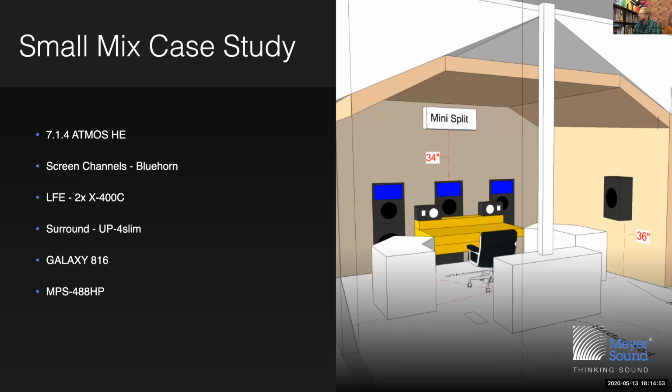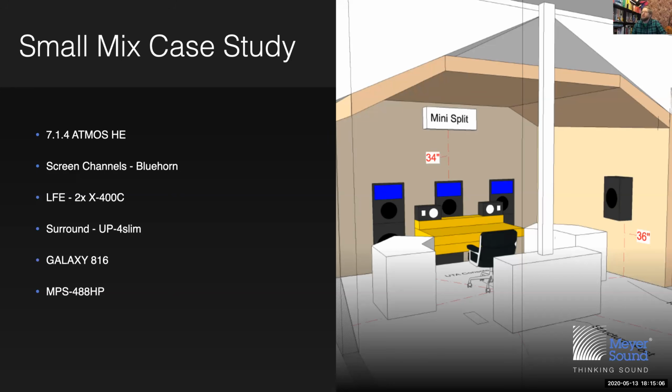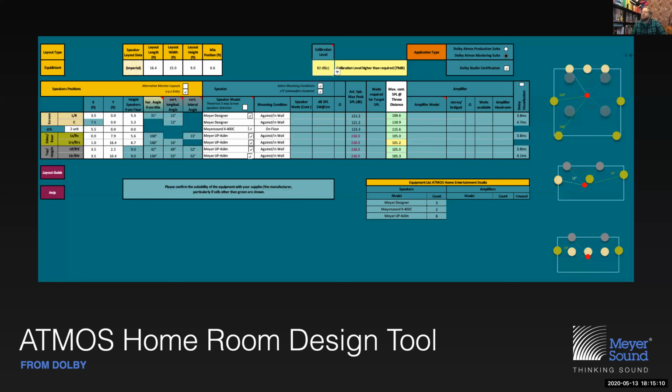but let's look at some MAPP predictions. So that Dolby Atmos room design tool I showed you was actually for this room. So let me just skip back to there. They have the Designer, which is what the blue horn is based on. So we knew the SPL was good for the Designer.